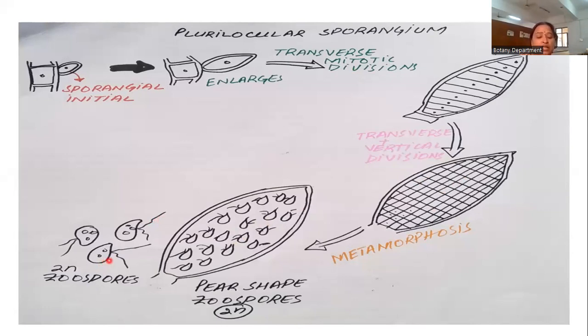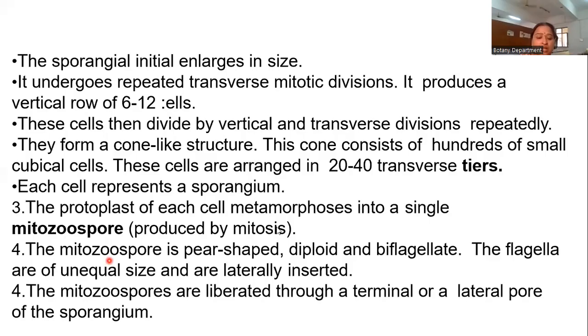When they are liberated, they undergo a resting period. After that, each gives rise to a new sporophytic plant, which is the 2x stage. Coming to the sexual reproduction, what is the sexual reproduction in this one?